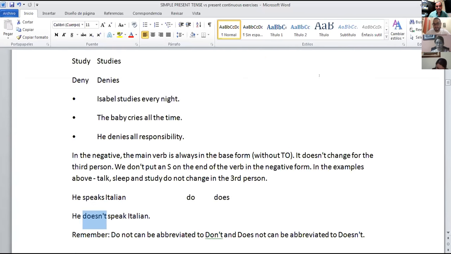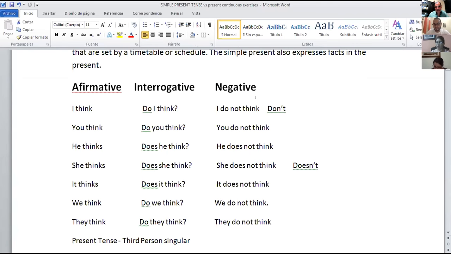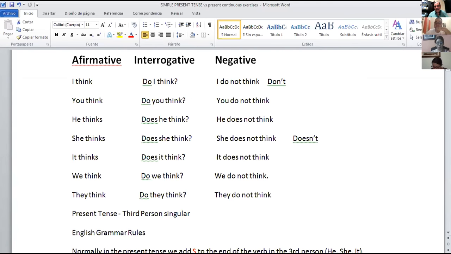Vaya, de la misma manera, y fíjese bien, voy a regresar aquí. Cuando yo hago preguntas, utilizo el auxiliar does. Como ya este ya está conjugado, el verbo principal también va en su forma base. Mire, verbo principal va en su forma base. En afirmativa no hay auxiliar. Entonces el verbo principal tengo que conjugarlo en tercera persona. ¿Está claro?